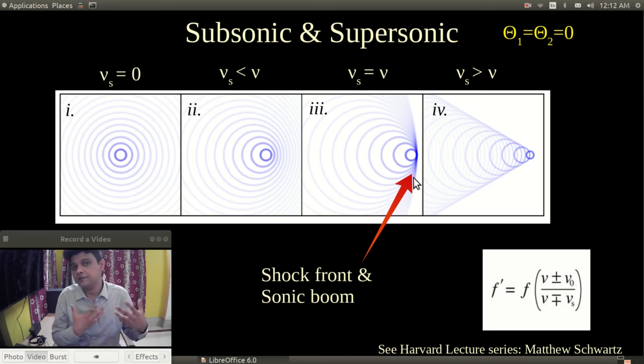Now, what happens if the source velocity exceeds the velocity of light? In that case, there will be no shock front, as the source has moved further away before the shock front had been created.